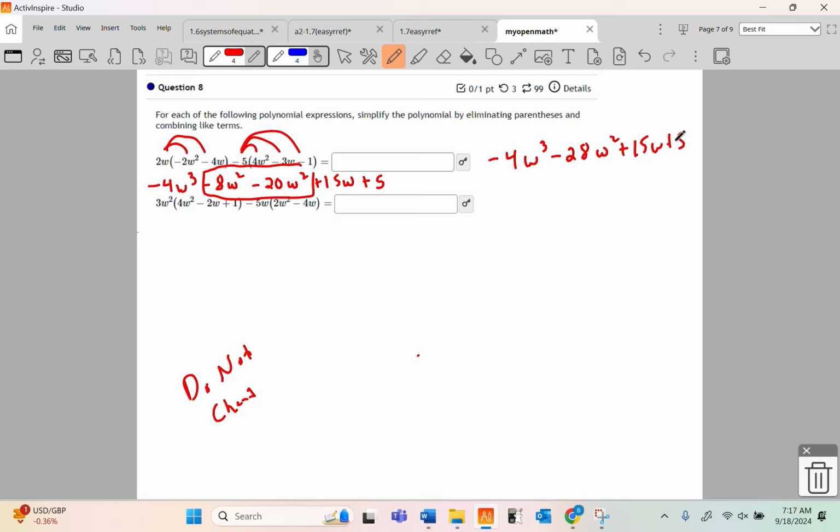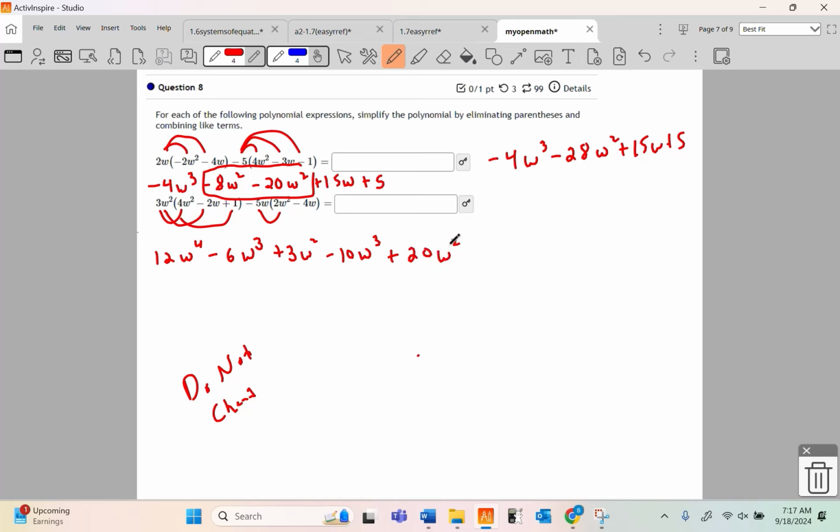It's not a hard thing to do. More of it. 3 times 4 is 12. W squared times w squared is w to the 4th. 3 times a negative 2 is negative 6. W squared times w is w cubed. 3w squared times 1 is plus 3w squared. Negative 5w times 2w squared would be negative 10w cubed, because negative 10 and w times w squared. A negative times a negative shall be positive. 5 times 4 has always been 20. W times w is w squared.